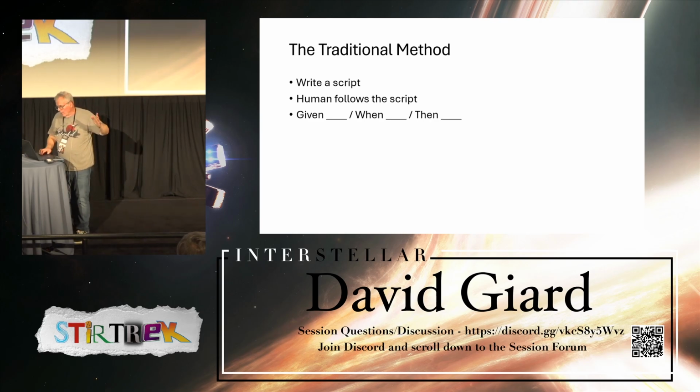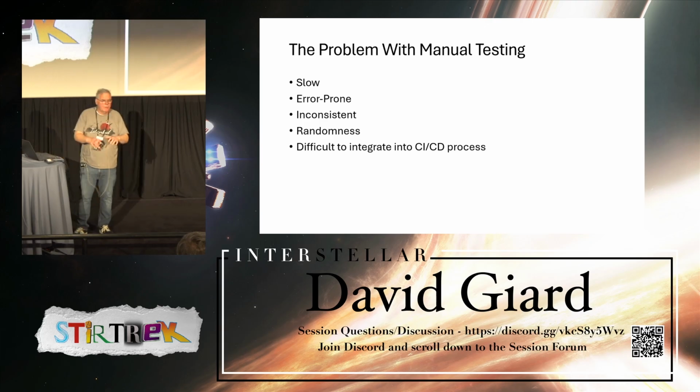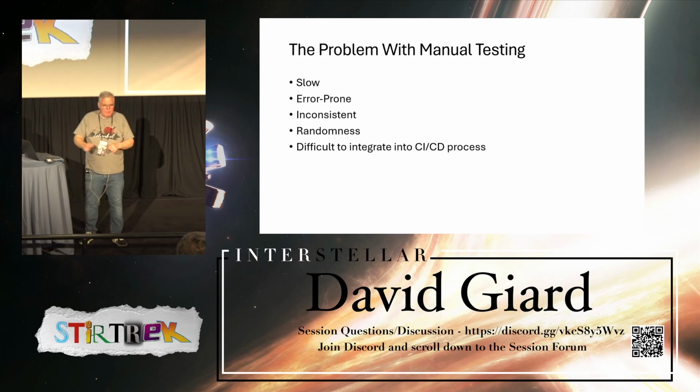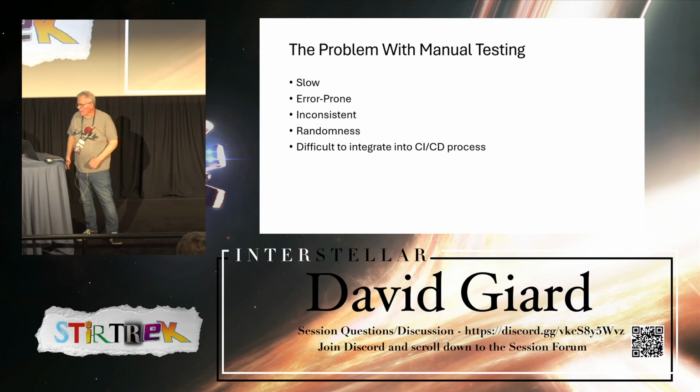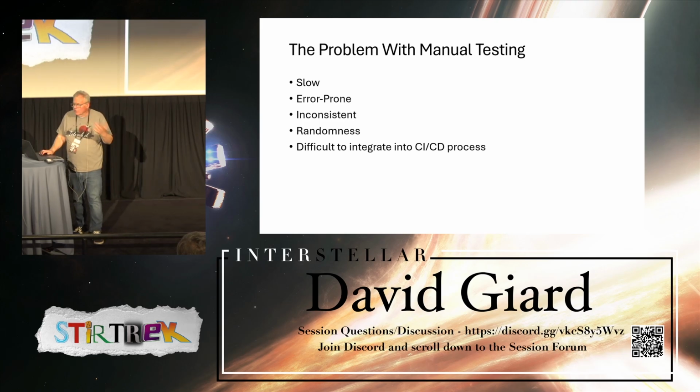All right, so there's problems with that approach. At first, it's slow. Human beings have to read the document and type things in. Human beings can make errors, of course. It's inconsistent. Sometimes the way you did it today might not be exactly the way you did it yesterday, so there's some randomness inserted into that.